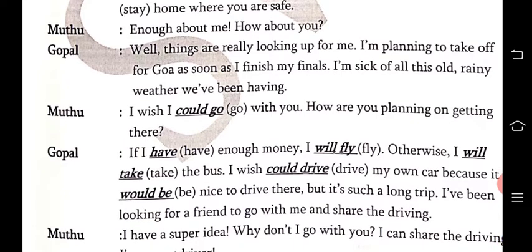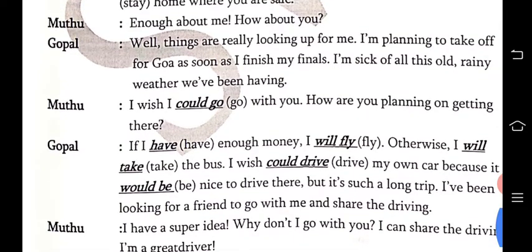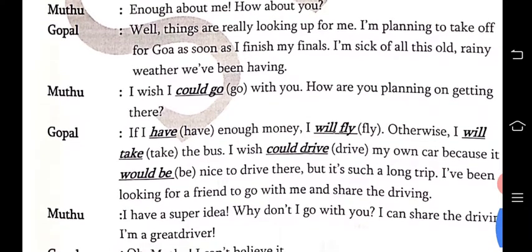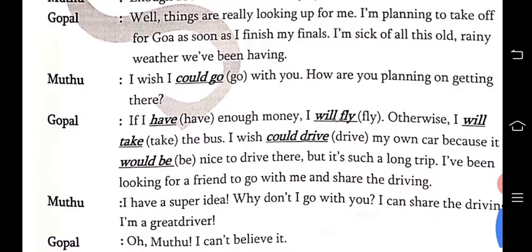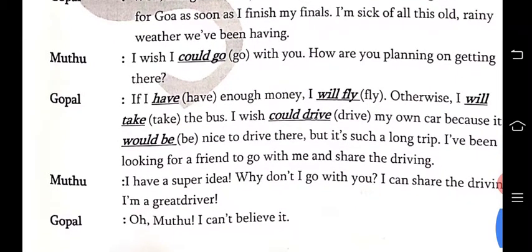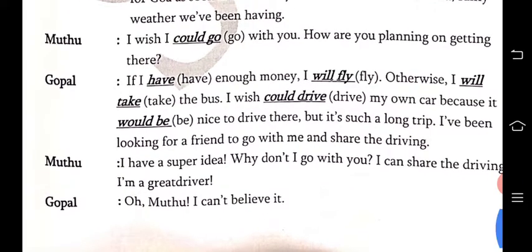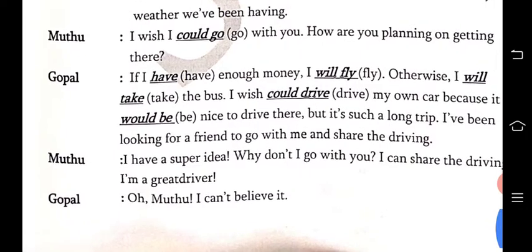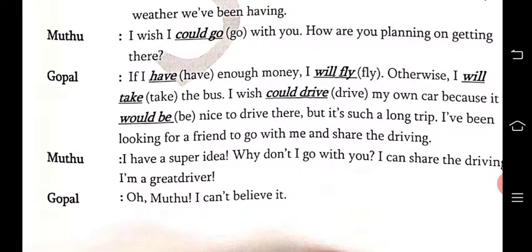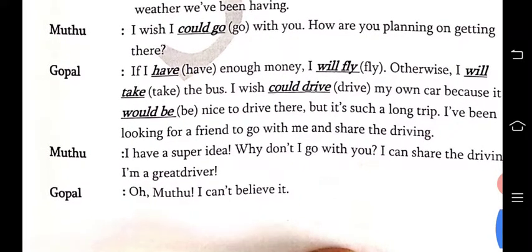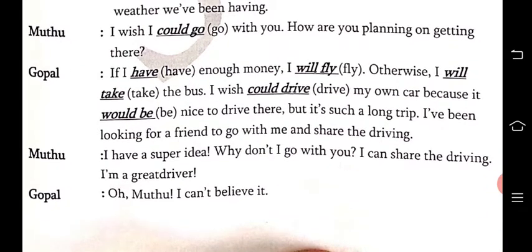Enough about me. How about you? Well, things are really looking up for me. I am planning to take off for Goa as soon as I finish my finals. I am sick of all this old rainy weather we have been having. I wish I could go with you. How are you planning on getting there? If I have enough money, I will fly, otherwise I will take the bus. I wish I could drive my own car because it would be nice to drive there, but it's such a long trip.